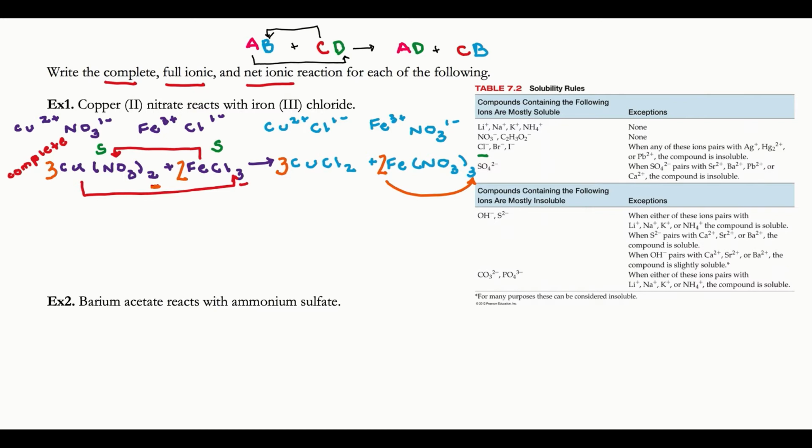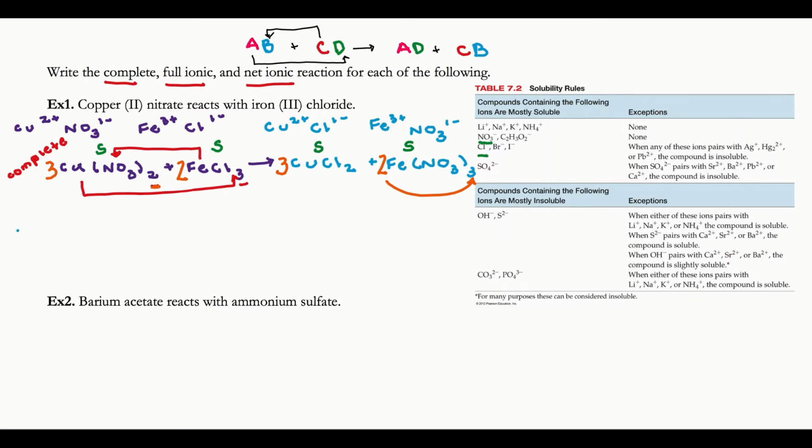Okay, copper chloride. Again, I look at my chloride rule, and this copper is not silver, mercury, or lead, so I know that this is going to be soluble. So then I look at iron nitrate. I know my rule for nitrates is that they are always soluble, so this is going to be soluble as well. Okay, so I didn't end up with anything that was insoluble. Let's see what this is going to look like.